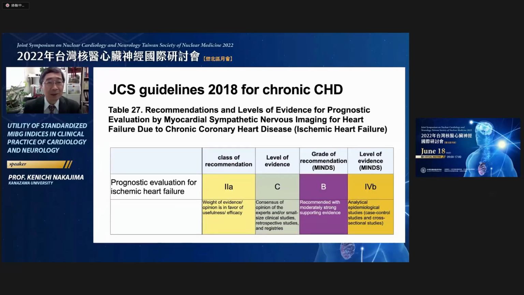In Japan, in 2018, the JCS guidelines for chronic coronary heart disease were revised. And in that guideline, the recommendation and levels of evidence for prognostic evaluation by MIBG imaging is prognostic evaluation for ischemic heart disease. It is a 2A recommendation, meaning that the weight of evidence and opinion is in favor of usefulness. However, because it's a consensus opinion of the experts, the level is C. But usually in Japan, it's very widely used.